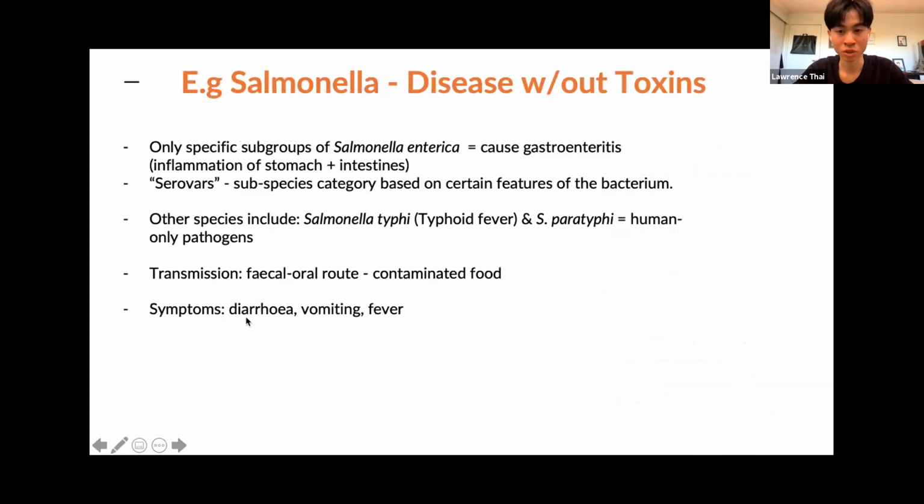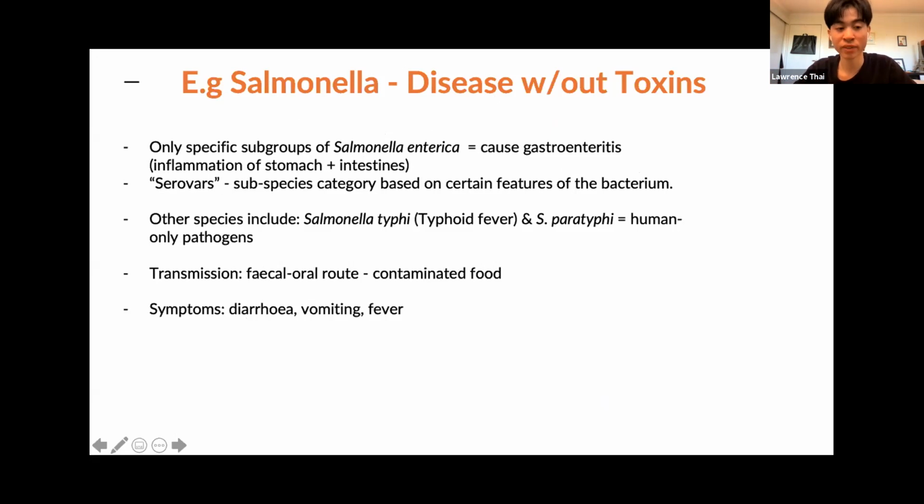Okay, so I'm just going to go through two types of bacterial species. The first one would be Salmonella, and it causes disease without toxins. It does this by invading our own cells and basically screwing them over. Just to note that only specific subgroups of the Salmonella species will cause gastroenteritis. So not every species of Salmonella can cause food poisoning or gastroenteritis.